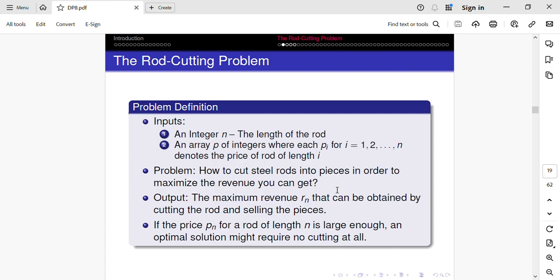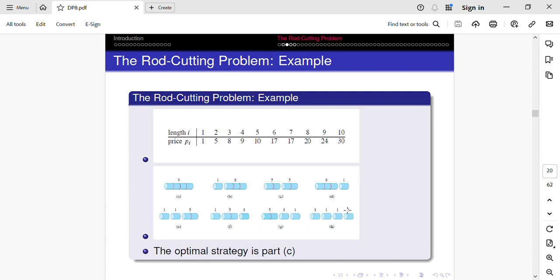That means if we break it into several pieces, take the prices of those pieces and add them, what is the maximum possible revenue? The output is the maximum possible revenue R_n that can be obtained by cutting the rod and selling the pieces. It is also possible that the optimal solution does not need any cut at all; the value of the full rod as it is may be the optimal solution. That is also possible. Now we have an example.